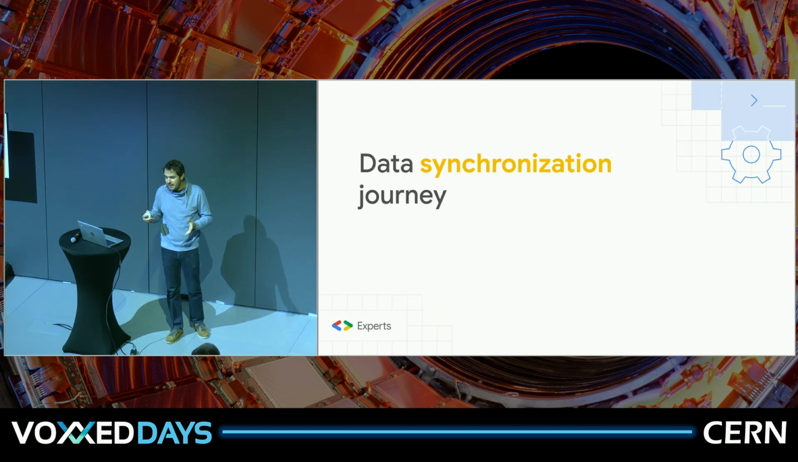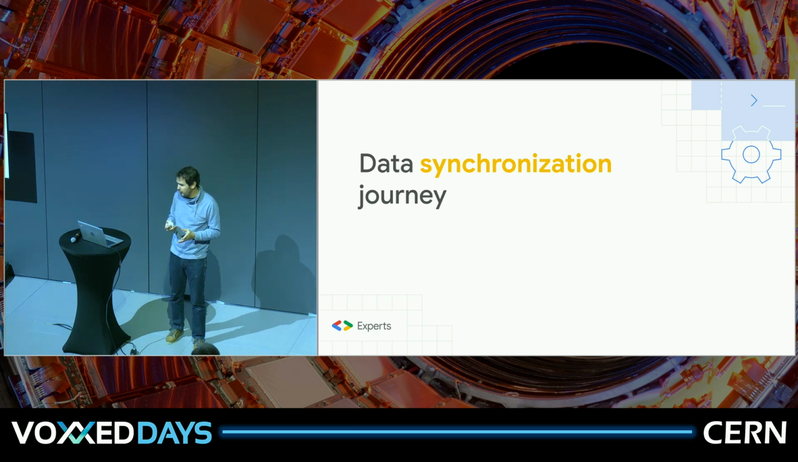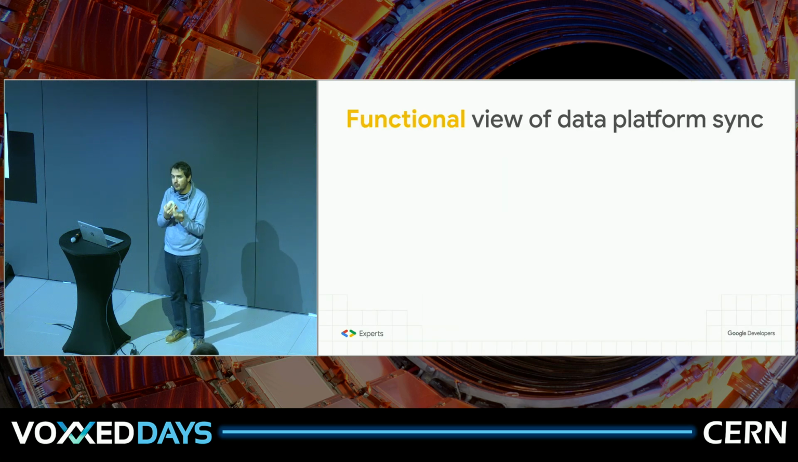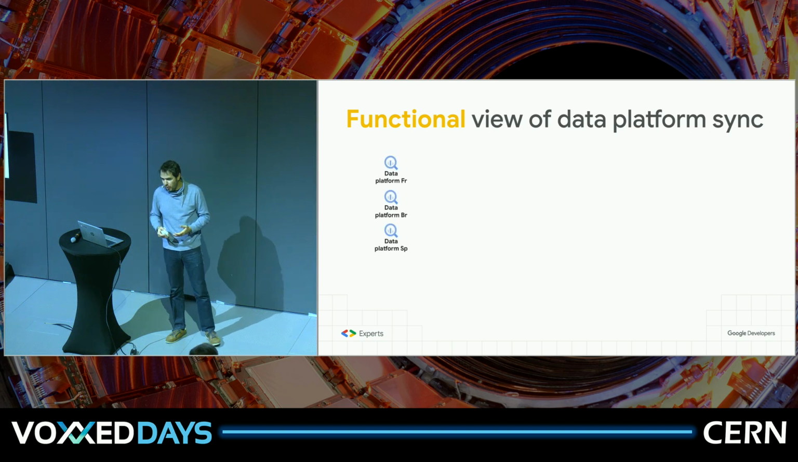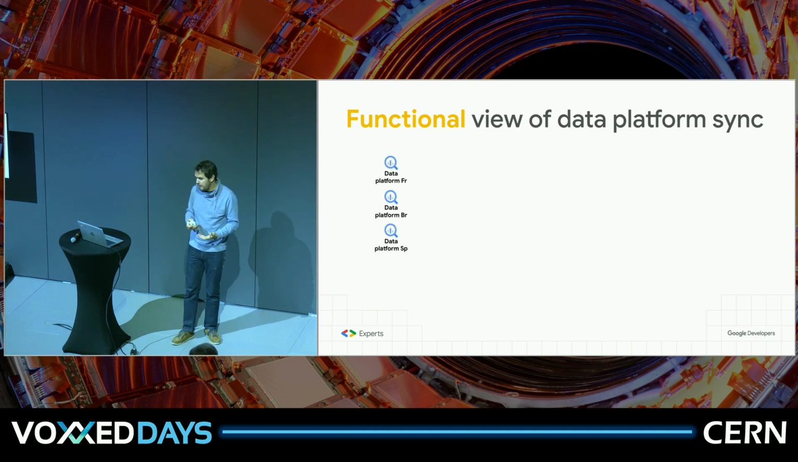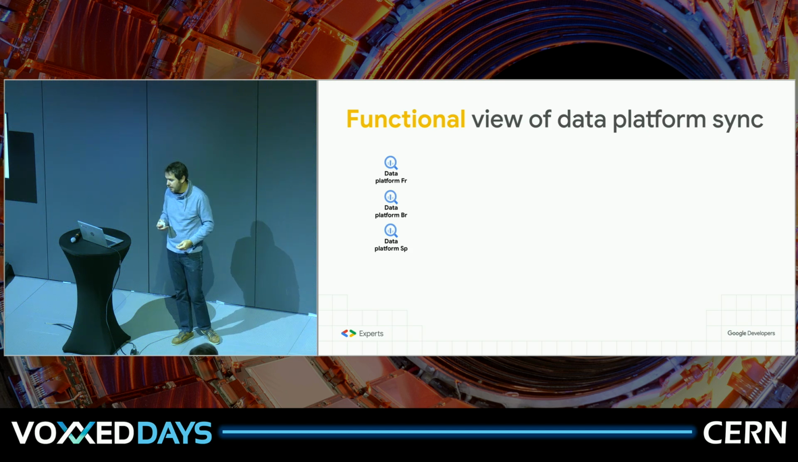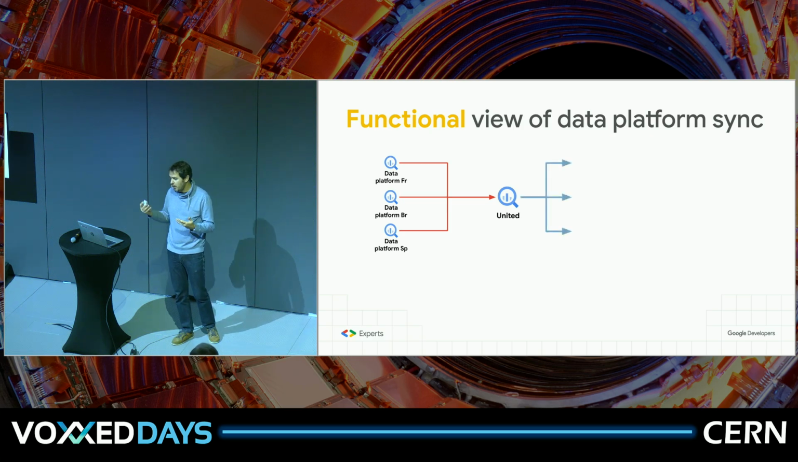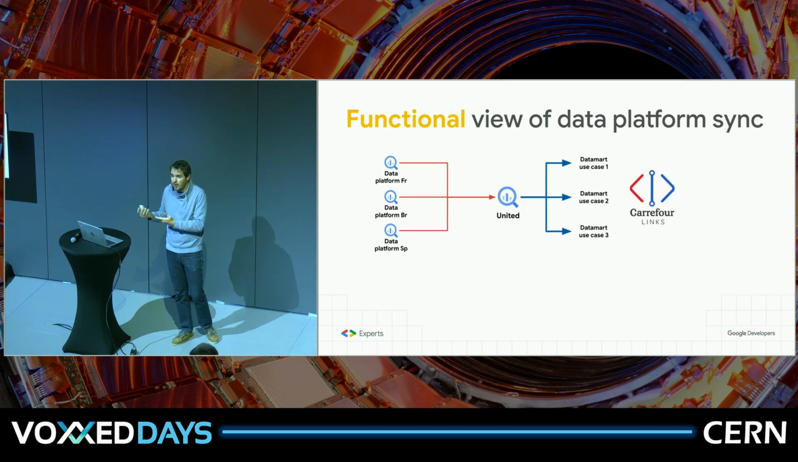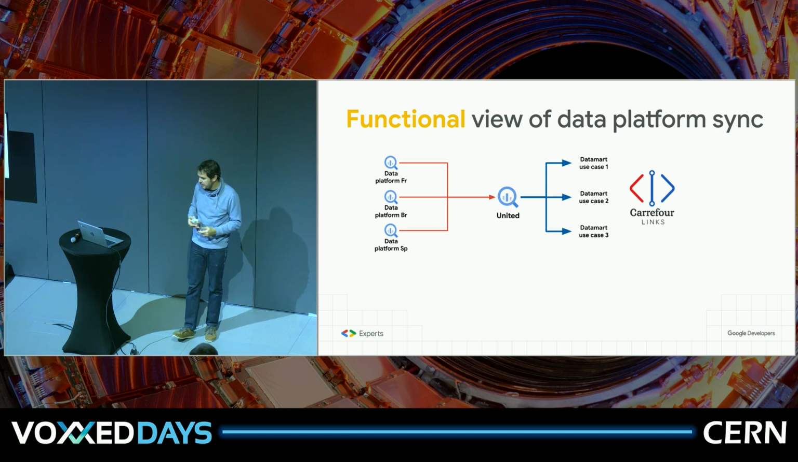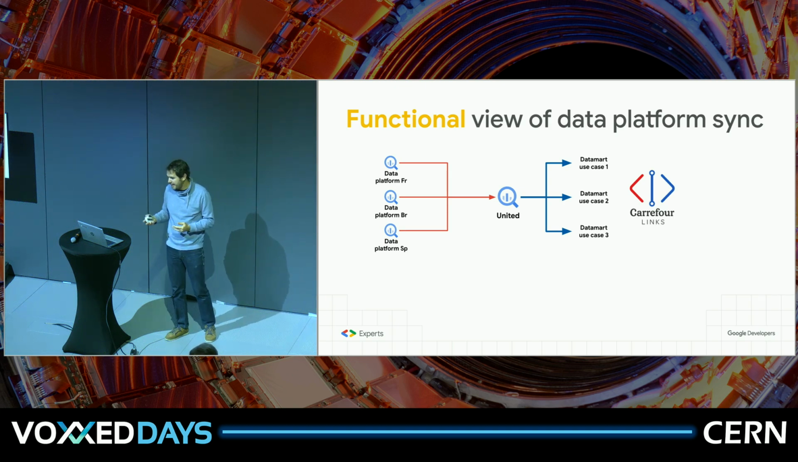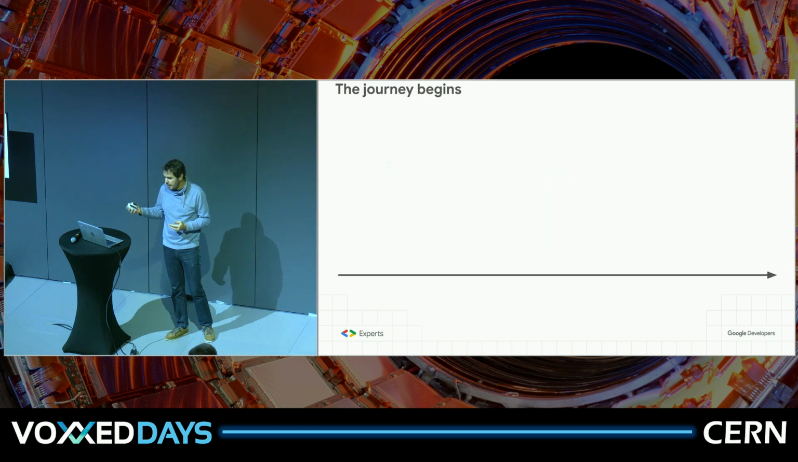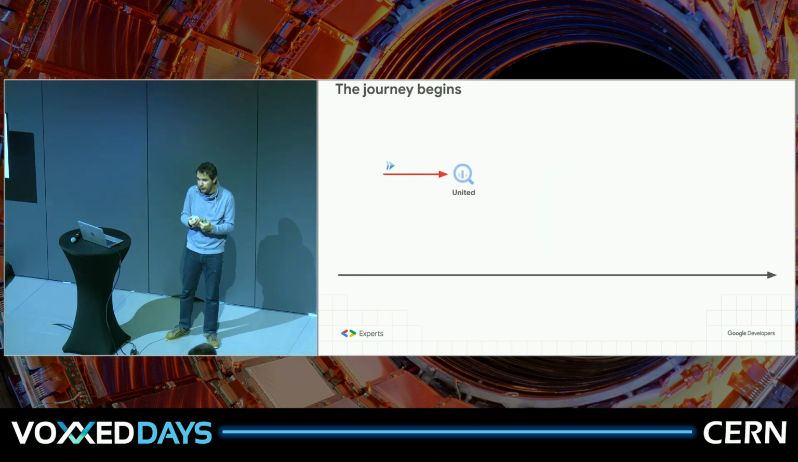So let's start our data journey from there. Just remember what we would like to achieve is this. We have different countries with their local data platforms, for example, France, Brazil, and Spain. We need to synchronize all this data in the group data platform named United, and from there we have use cases for our business. And here we have Carrefour Links.